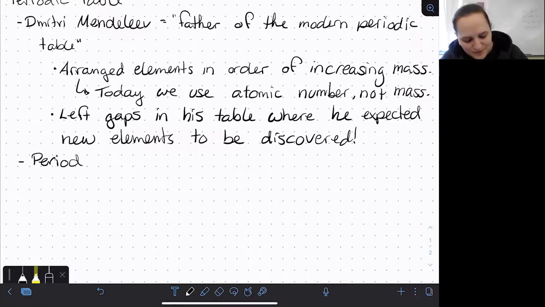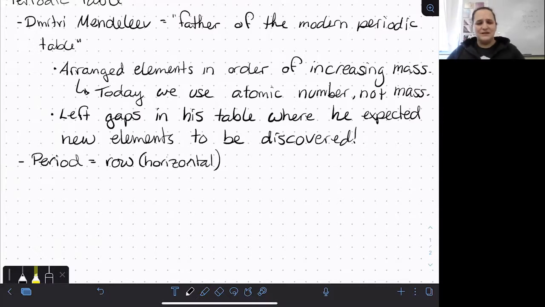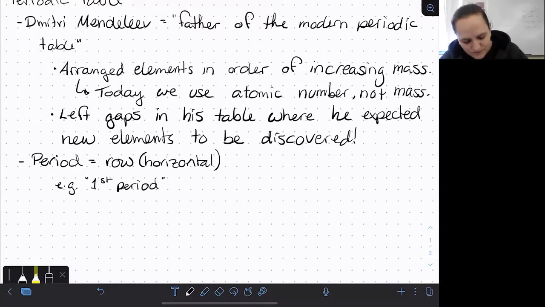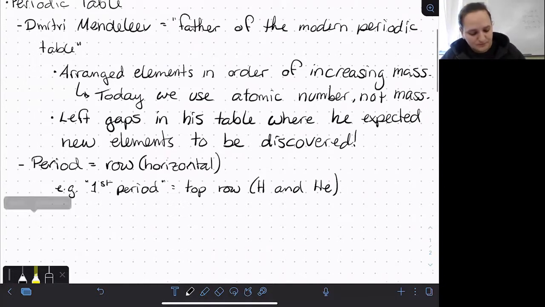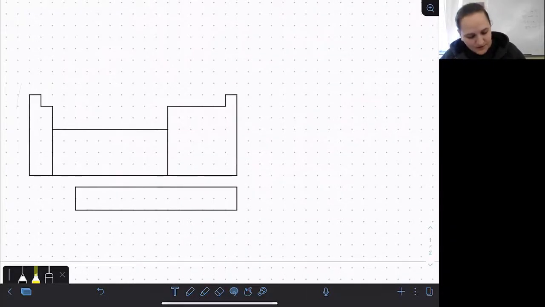So when we refer to a period on the periodic table, we are talking about a row, a horizontal line. So the first period of the periodic table is the top row, which is comprised of just hydrogen and helium. So the first period, or period 1, would be hydrogen and helium. There are 7 periods in the periodic table.